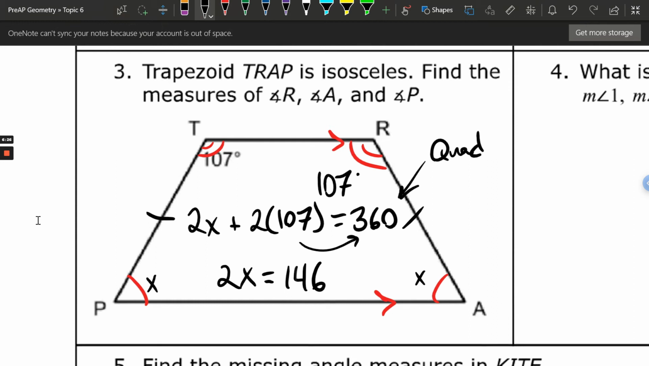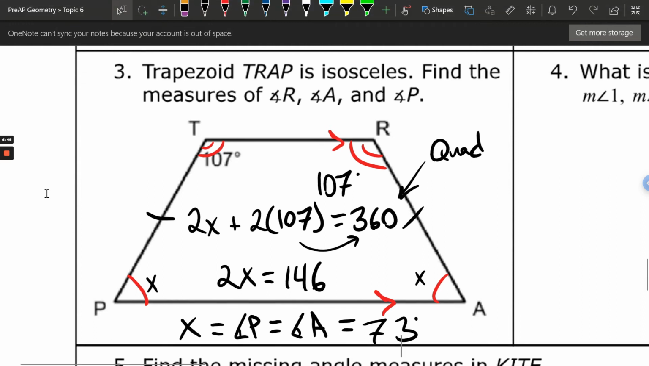146. Okay, and then x, which remember is just angle P and angle A, is equal to 146 divided by 2, which is 73 degrees. Okay, let's do a problem with a kite, and then I'll let you know what I expect from you today.